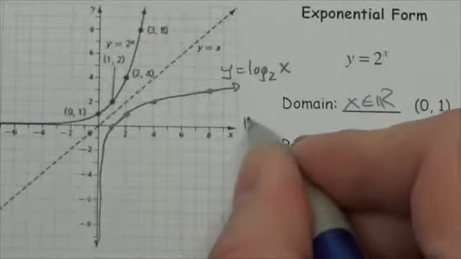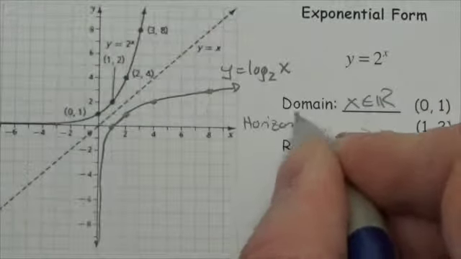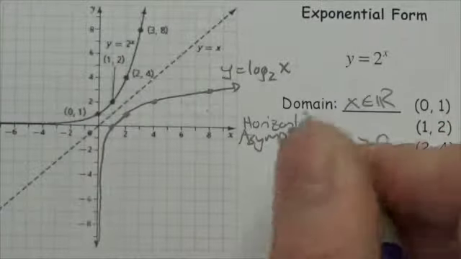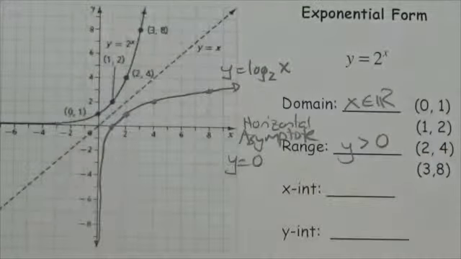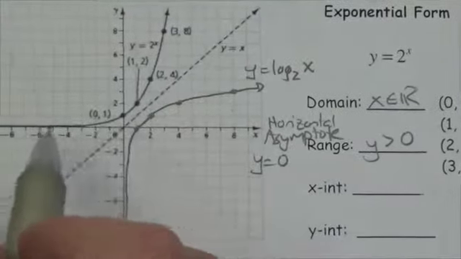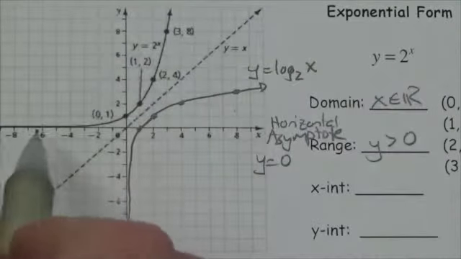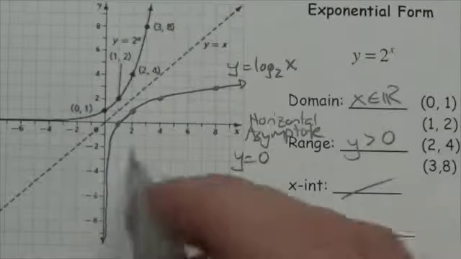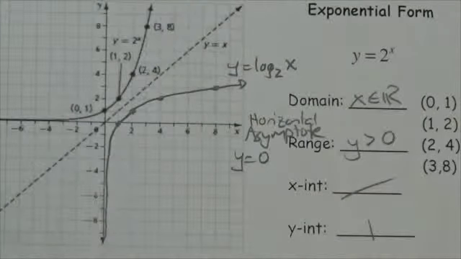We might even say we've got a horizontal asymptote at y equals 0. It's just that line that if you come over here, the graph gets closer and closer and closer to the x-axis, just never gets there. It doesn't have an x-intercept, but it hits the y-axis at 1.